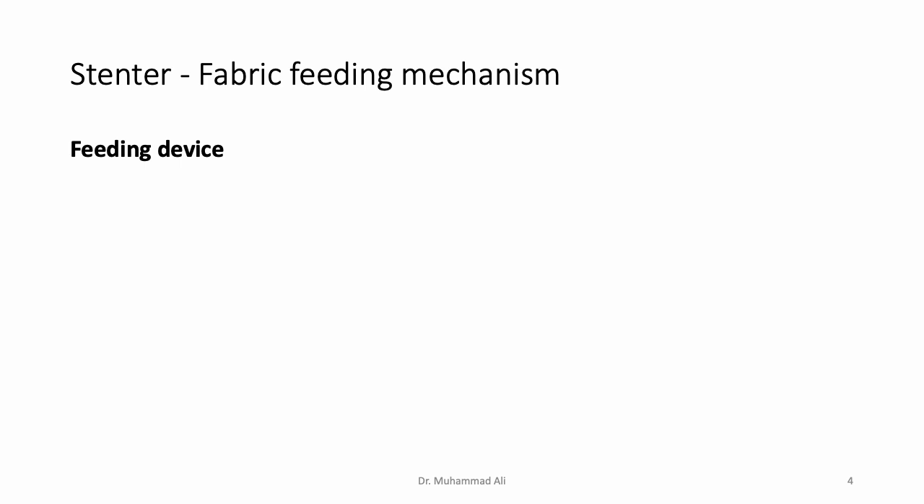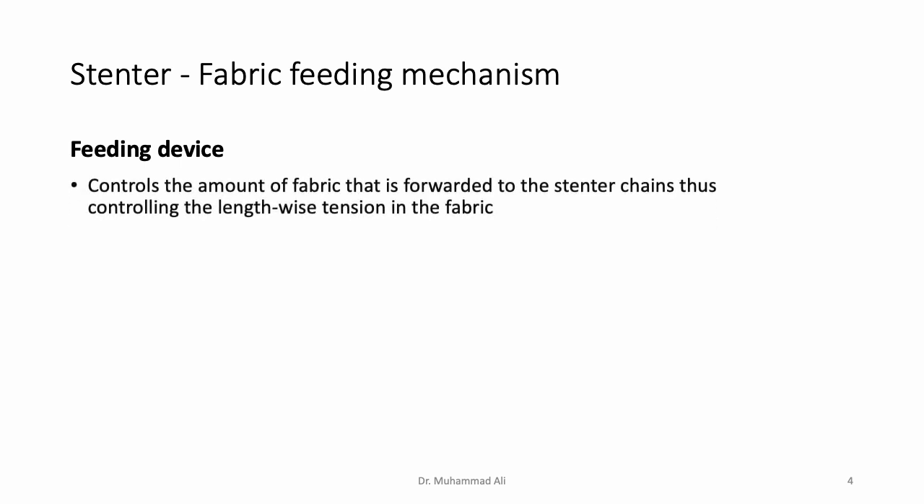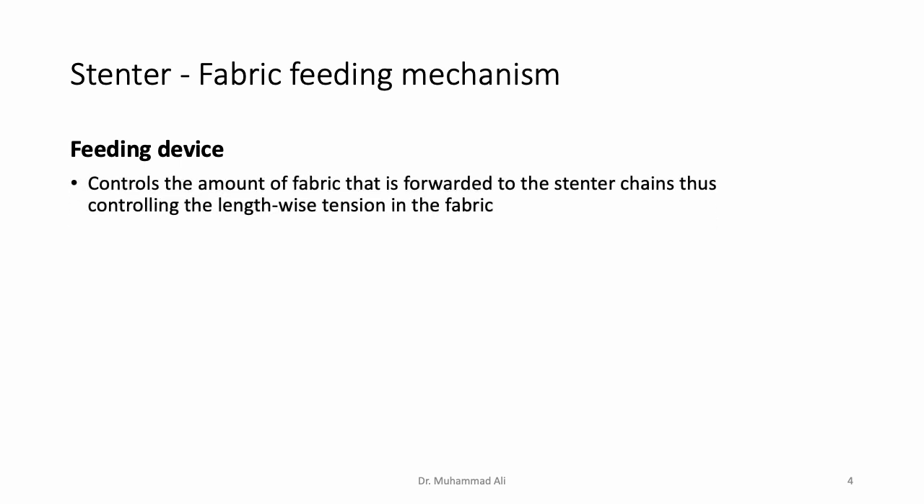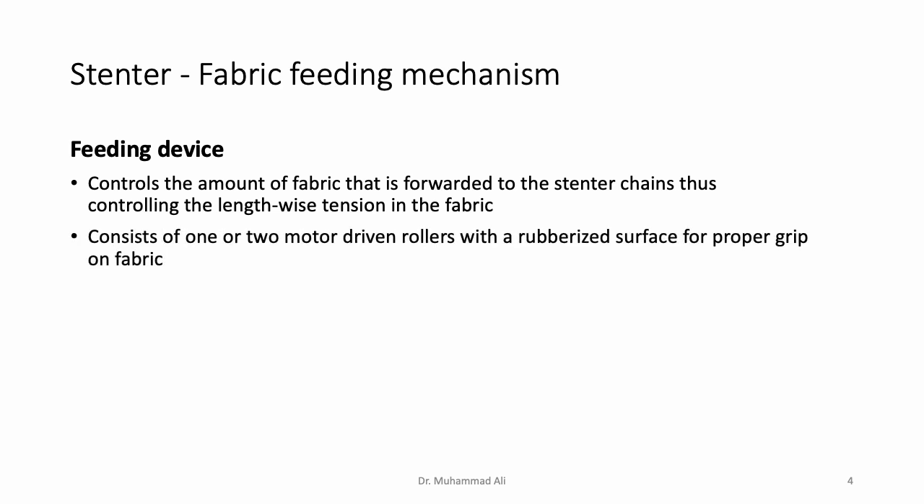The first component is the feeding device, and it is the component of the overall feeding mechanism which precisely controls the amount of fabric that is forwarded to the subsequent sections of the Stenter. So basically, this is the point where we control the lengthwise tension in the fabric very precisely.